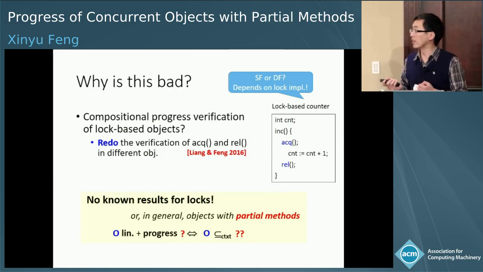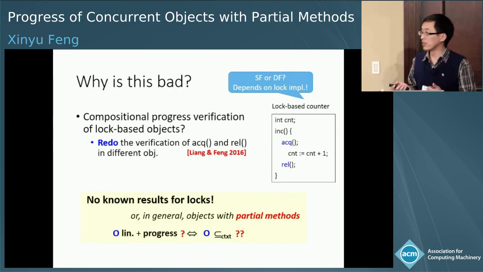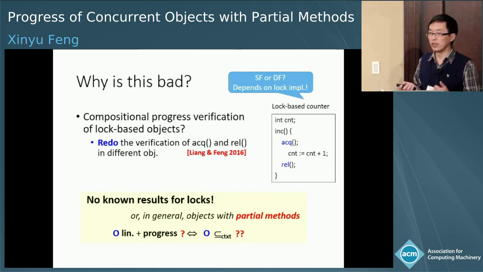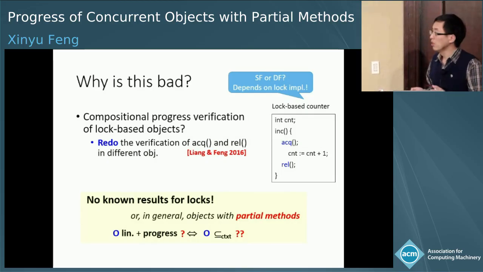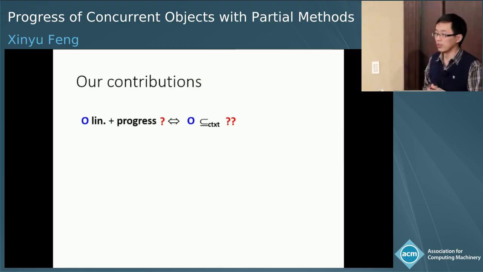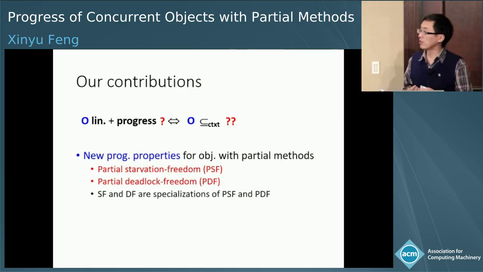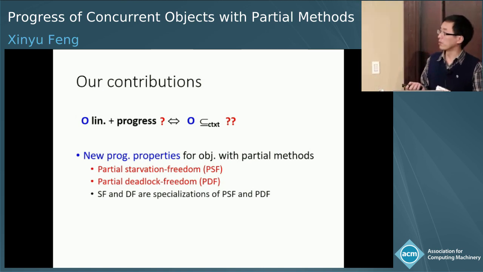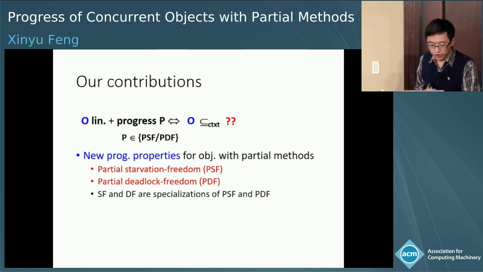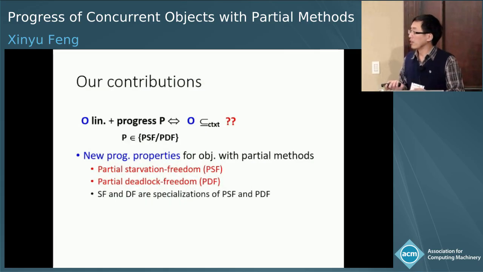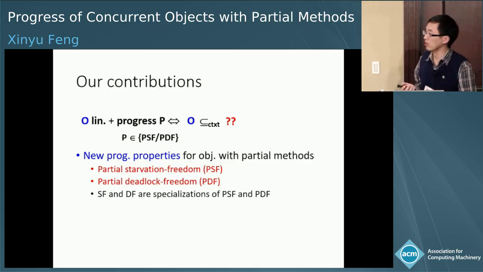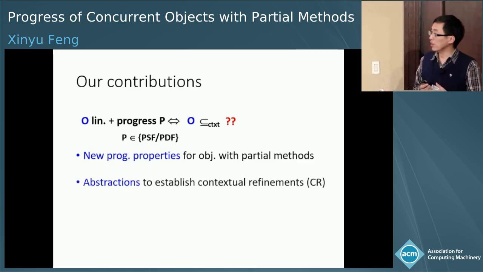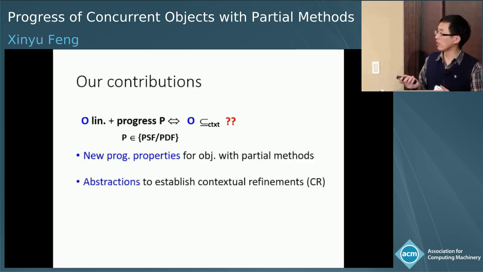Actually, it's even worse than that. If we use the locks in different settings, we have to redo the verification of acquire and release for each context. This is a lesson we learned in our previous work, which is really painful. It's just not compositional. So we try to address this problem in our work. The first contribution is that we propose two new progress properties, which we call partial starvation freedom and partial deadlock freedom. Actually, the traditional starvation freedom and deadlock freedom can be viewed as instantiations of our properties. And then we provide abstractions to establish this contextual refinement here.